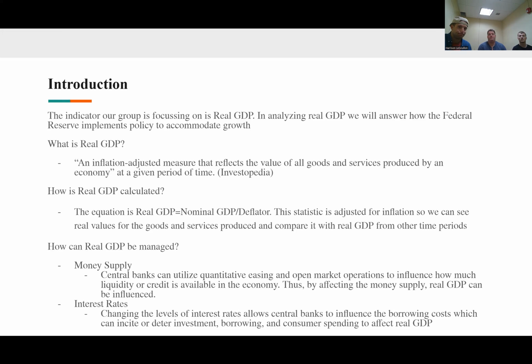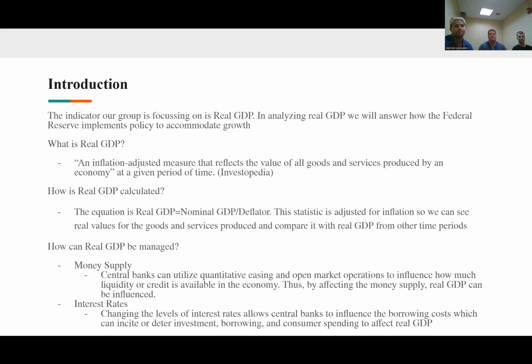To start the introduction, Sam: the indicator we were focusing on was real GDP. In analyzing real GDP, we want to answer how the Federal Reserve implements policies to accommodate growth. So first off, what is real GDP? Per Investopedia, real GDP is an inflation-adjusted measure that reflects the value of all goods and services produced by an economy in a given period of time.